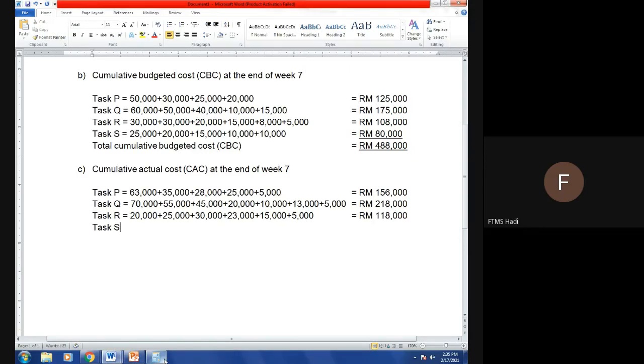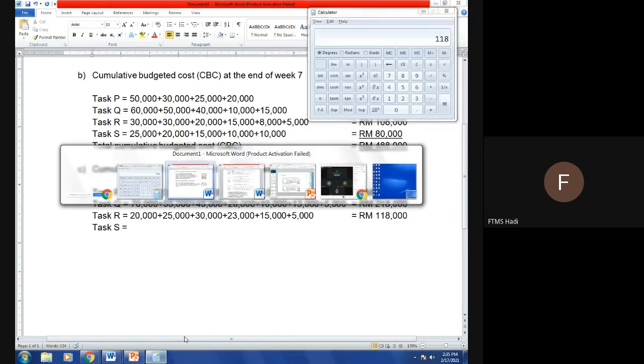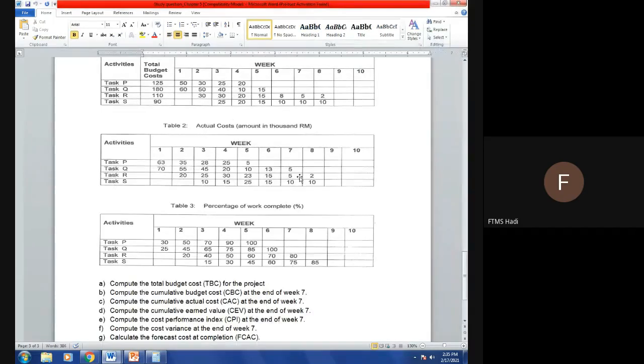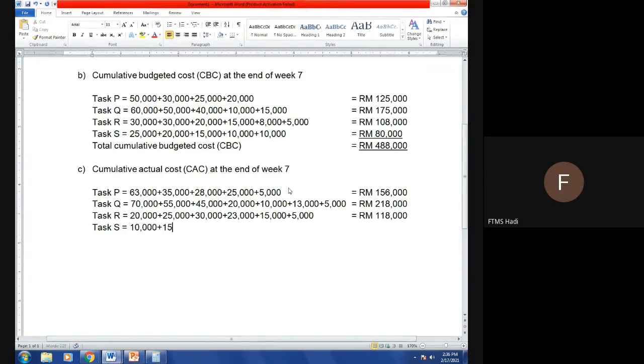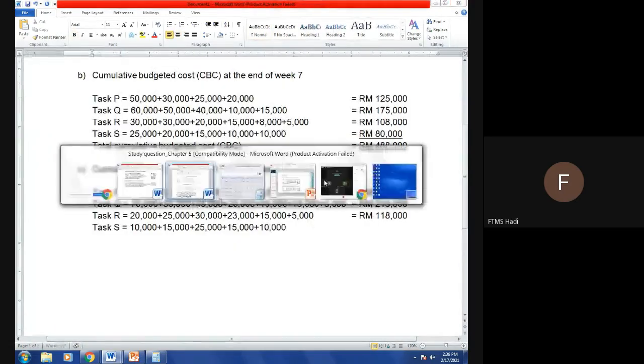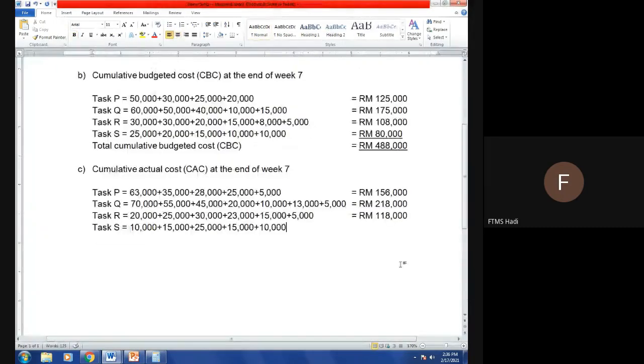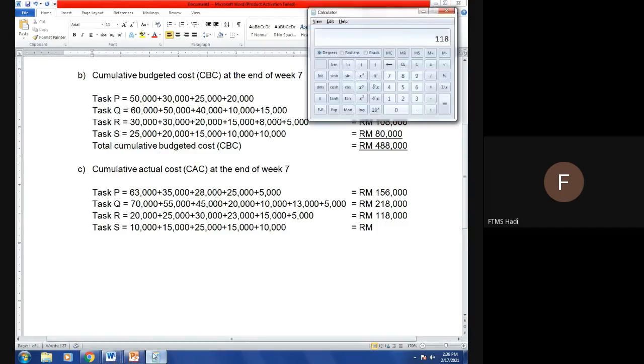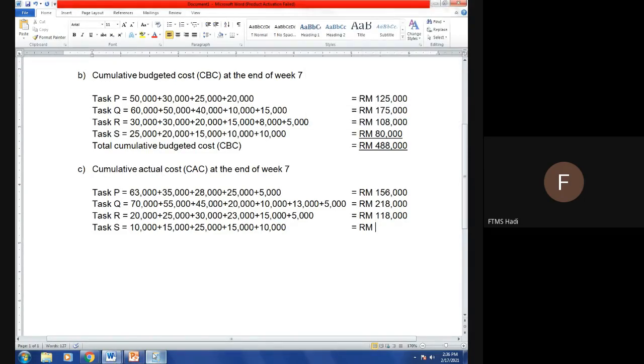And the last one, task S. Task S until week 7 only, that means 10 is not included: 10 plus 15 plus 25 plus 15 plus 10. The 10 here is not included because it's week 8. If you press the calculator, you will get 10 plus 15 plus 25 plus 15 plus 10, which is 75.